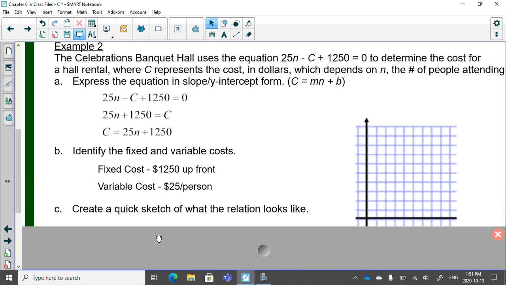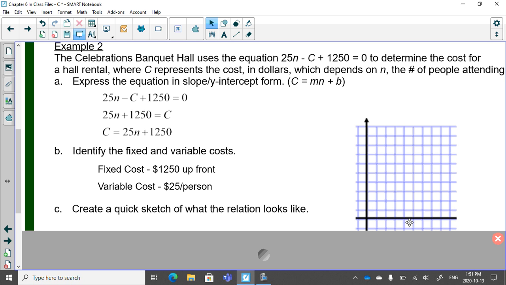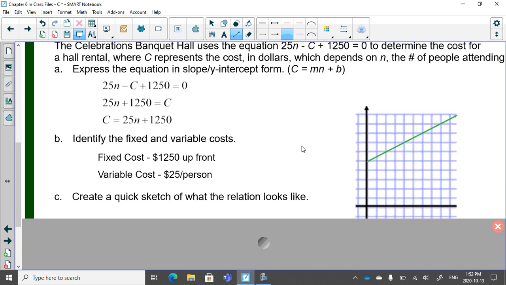It says make a real quick sketch. Now you can make scales down here and scales down here, but by a quick sketch, all I want you to understand is we have an upfront cost, so we're going to start up here somewhere, and it's $25 a person, so our line's going to go up to the right. We start above, we've got a fixed cost of $1,250, and we go up to the right. We don't have to worry about the scales on this one.